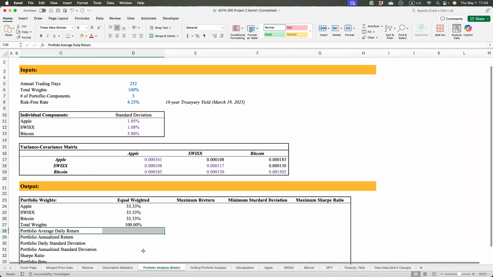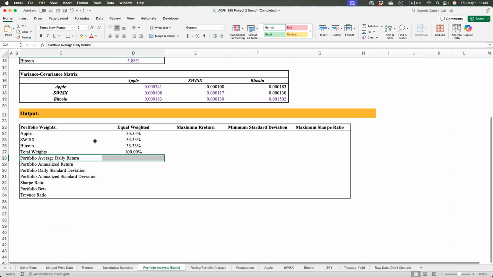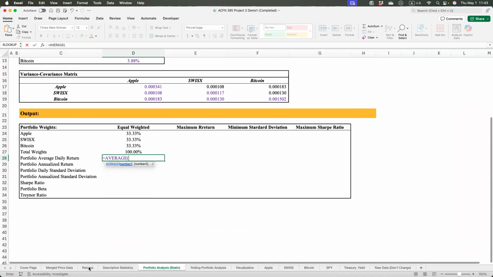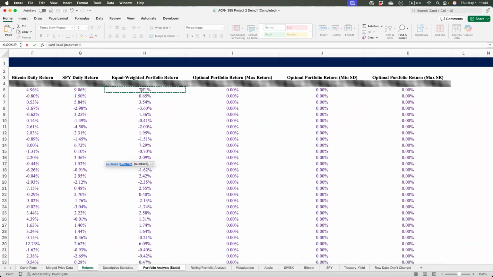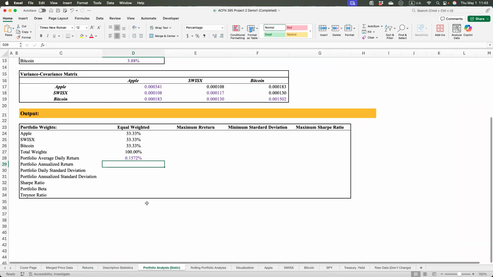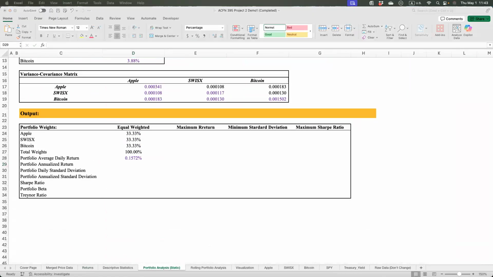calculation. Once I got this done, I can come back here to my table, continuing working on the equal weighted portfolio statistics here. So first one, we want to calculate the average daily return. Then we just use the average function, go back to find the equal weighted portfolio return, highlight the entire column, close the parentheses. This is my average daily return.